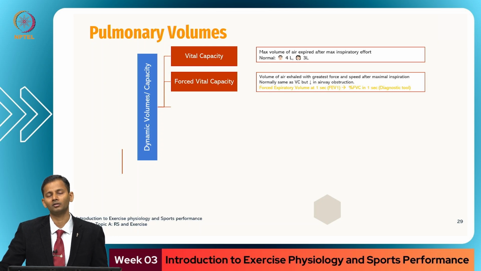An important thing to know here is, out of the 100%, 80% of this forced vital capacity happens in the first 1 second, and hence it is very important, and it is termed forced expiratory volume in the first second, that is FEV1, which is an important diagnostic tool used for assessing the functional capacity of the lung.